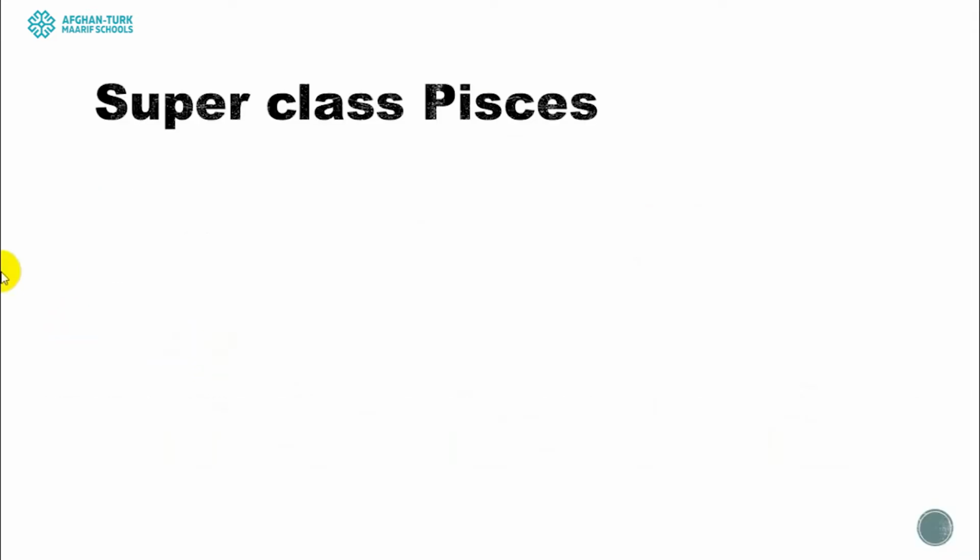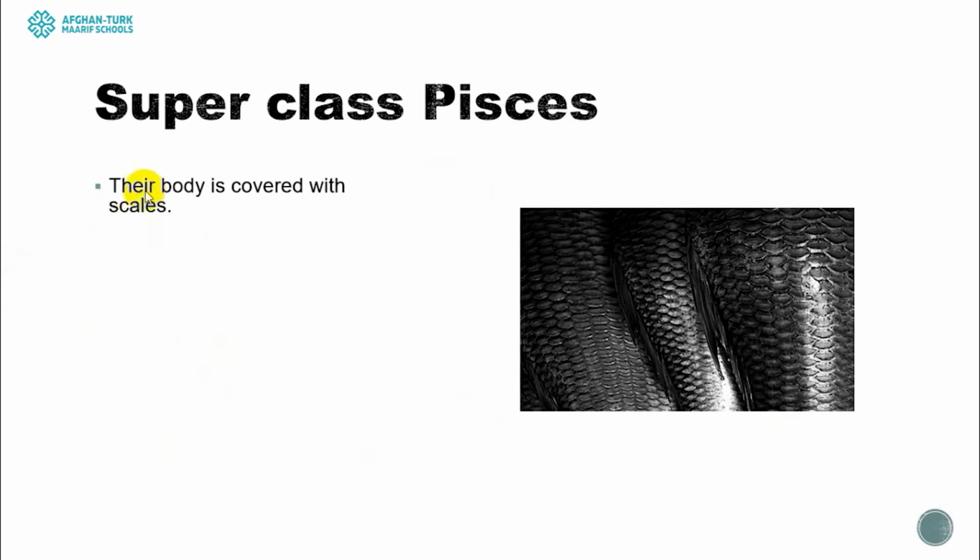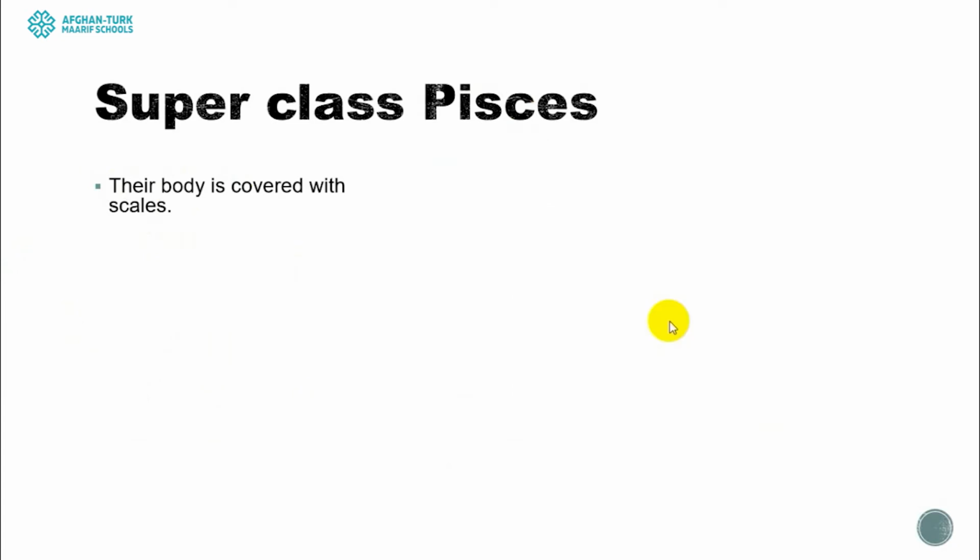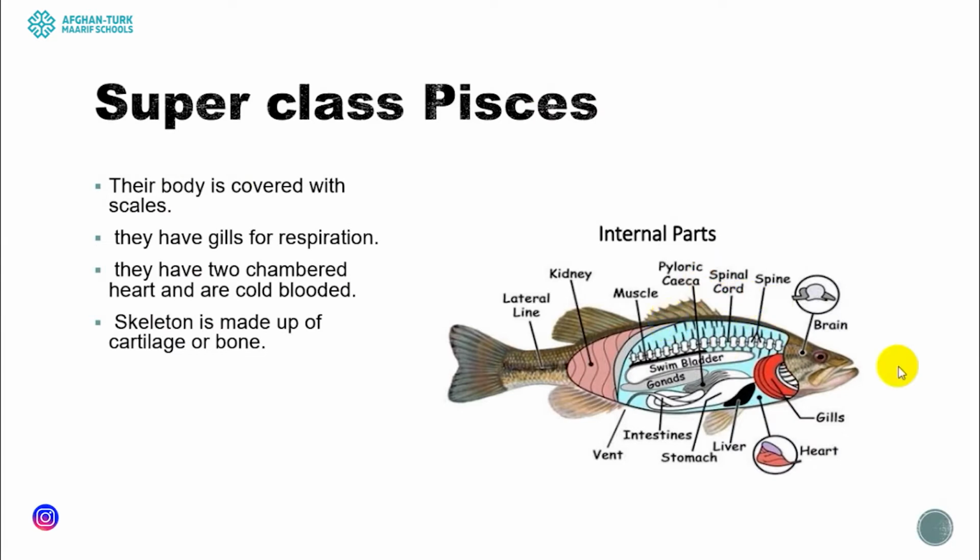Starting with their characteristics. We have to know that their body is covered with scales, this interesting skin structure that they got. And also they have gills for respiration. As we know, gills are structures which make an animal able to absorb oxygen from the water. As they are animals living inside water, they have gills. They cannot use lungs because lungs are not able to absorb oxygen from the water. That's why they got gills for their respiration.